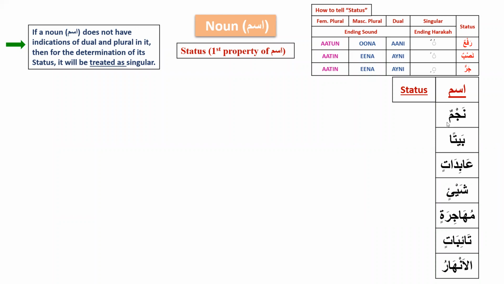So this is how you do it. First, you look for the sign of dual. If it is dual, then you use the rule of duals: ani is rafa, aini is nasab or jar. So this is not dual.